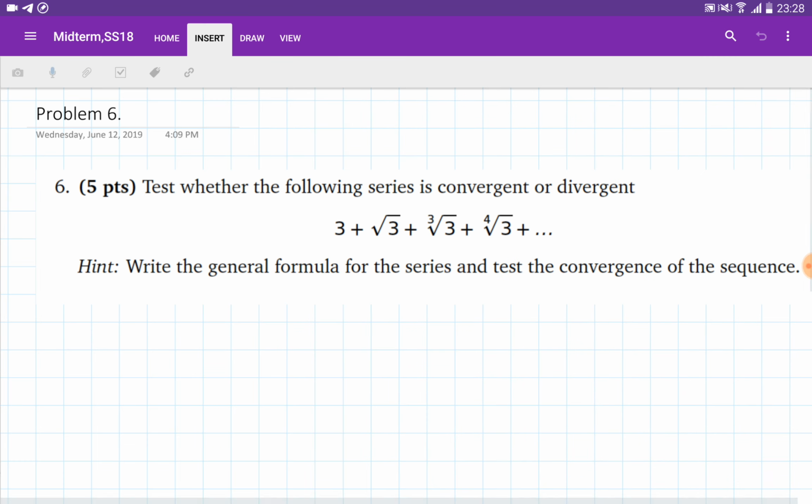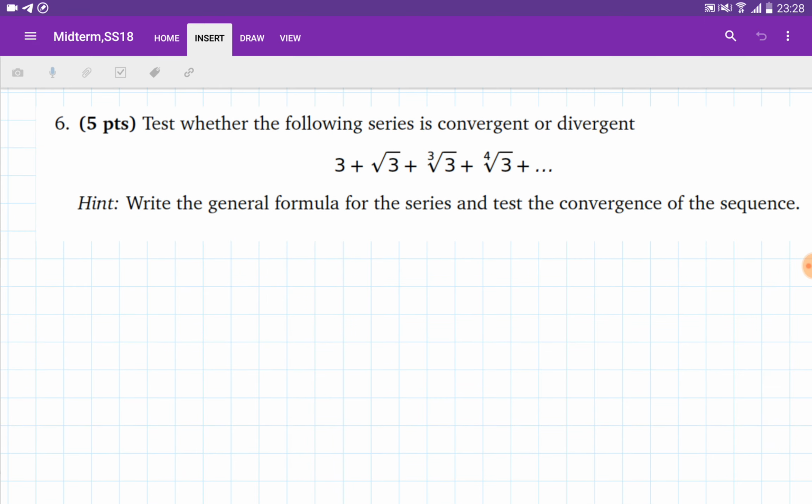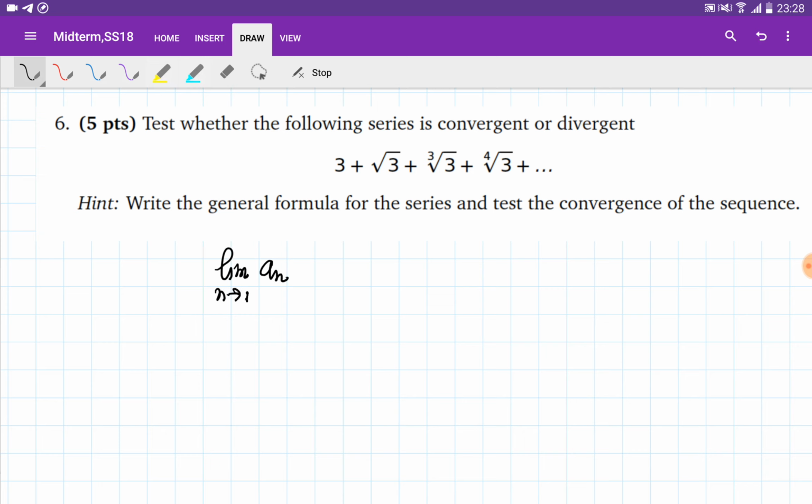Problem number 6 is when we need to test the following series for convergence, right? So the first thing which we always need to do when we test a series for convergence is take a sequence, find its limit, and this limit, when n goes to infinity, should be equal to 0. This is the necessary condition. If it is not fulfilled, then we stop the test immediately and we say that the series is divergent.